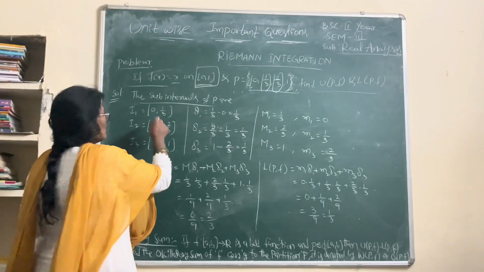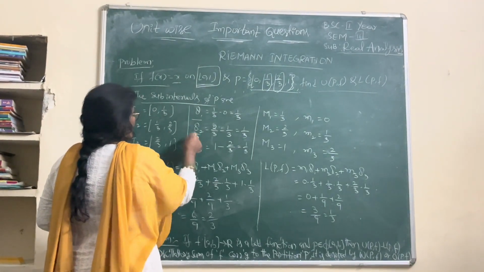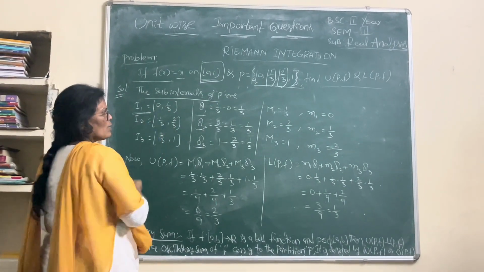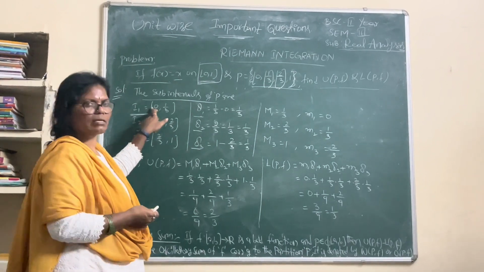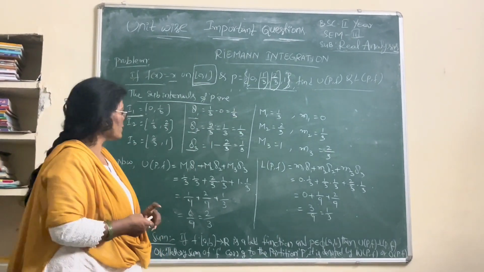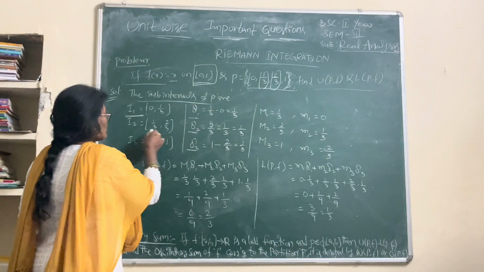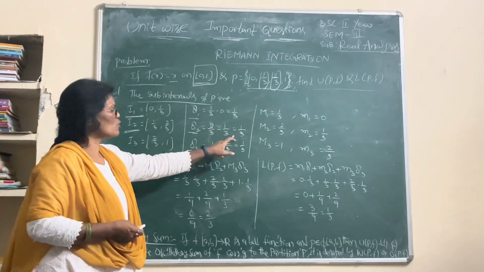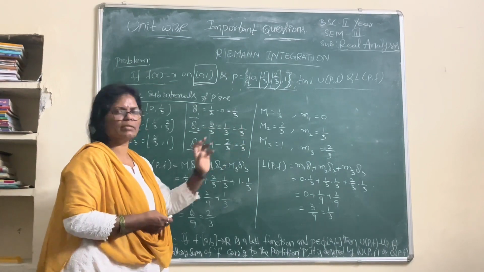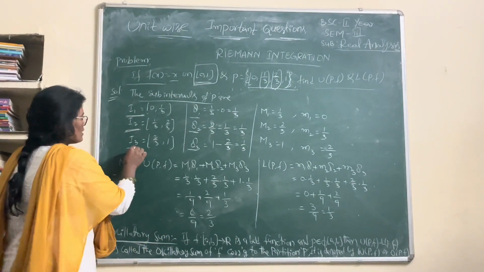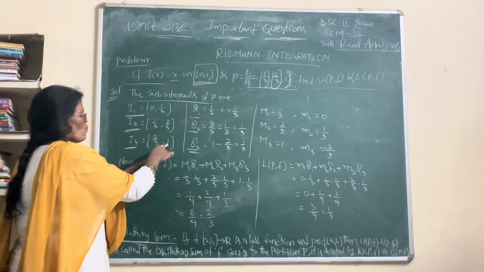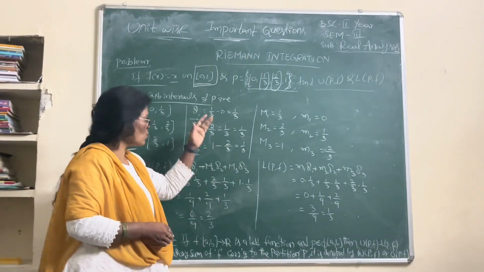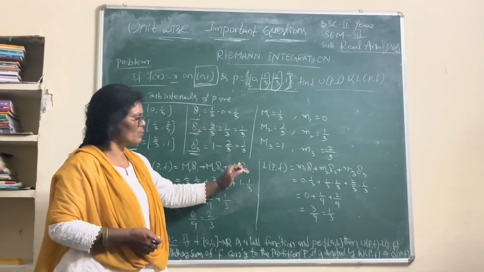And here you should find the lengths also. The length of the subinterval I1 is upper limit minus lower limit, 1 by 3 minus 0, which is 1 by 3. The length of I2 is 2 by 3 minus 1 by 3, that is 2 minus 1 is 1 by 3 only. And for I3, the length is 1 minus 2 by 3, that is 3 minus 2, 1 by 3. So here the length is the same, 1 by 3, 1 by 3, 1 by 3.